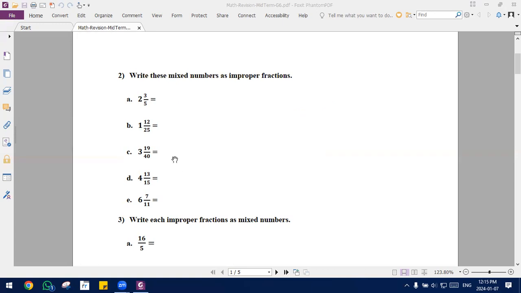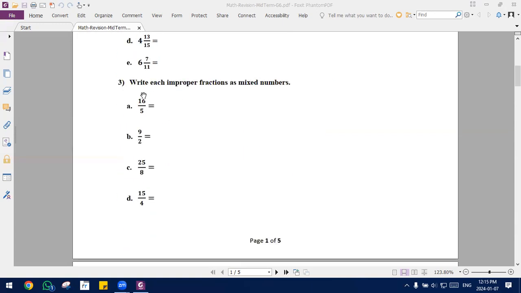Now, question number 3. Write each improper fraction as a mixed number. The first two of them, I will do as long division, but then I will do normal division. So here, the fraction line means divide. So to convert an improper fraction, we need to divide. So we do 16 divided by 5.